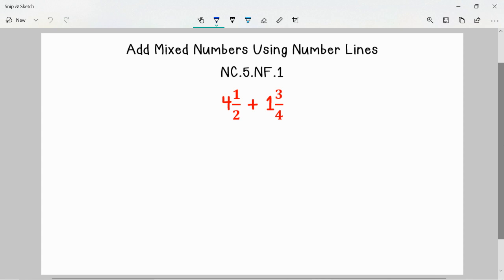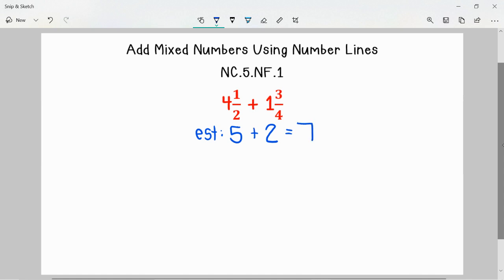Let's look at finding the sum of 4 1/2 and 1 3/4. To begin with, we'll estimate. 4 1/2, we could say, is close to 5. Truly, 1/2 is right in between 4 and 5, so we could round that either way, but we'll use 5 here. And 1 3/4, if we're rounding to the nearest whole number, we would say, well, that's closer to 2 than it is to 1.